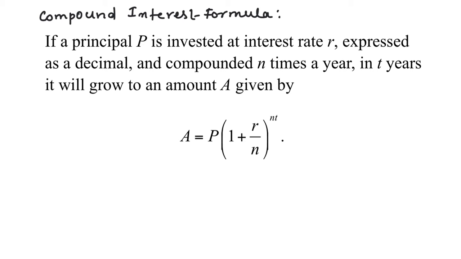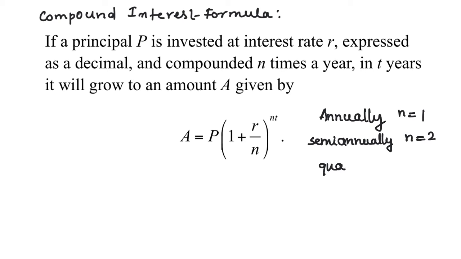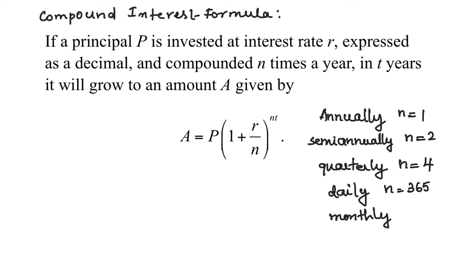So if it is compounded annually, then n will be equal to 1. If it is compounded semi-annually, then n will be 2. If it is compounded quarterly, then n will be equal to 4. If it is compounded daily, then n will be equal to 365. If it is compounded monthly, then n will be equal to 12 because 12 months are there.